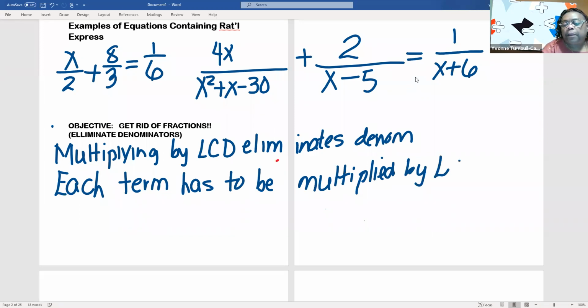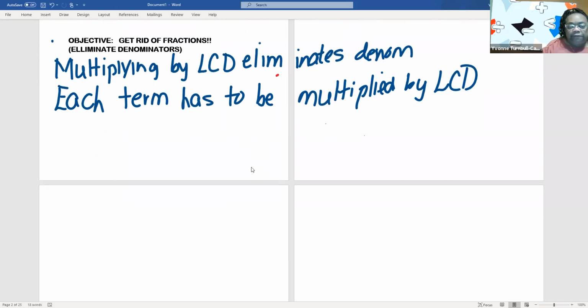Here again, the LCD should be eliminated by way of cross canceling. If it does not, that means you're not doing something correctly. In the end, all your bottom numbers should be 1, because by them being 1, that means there's no denominator.